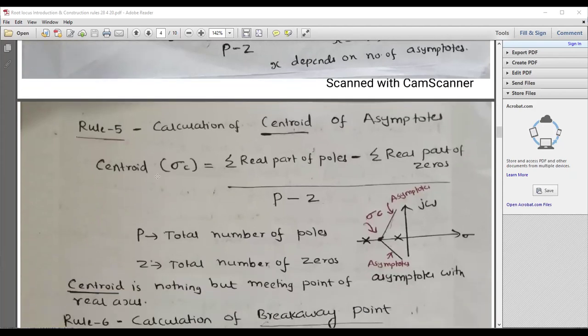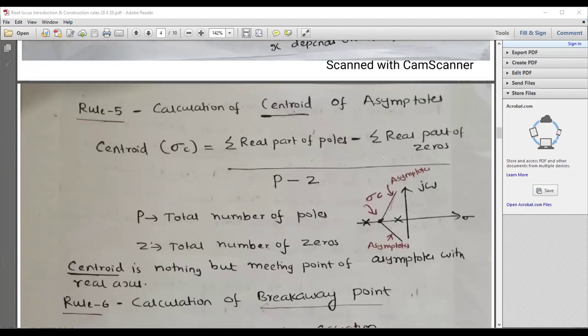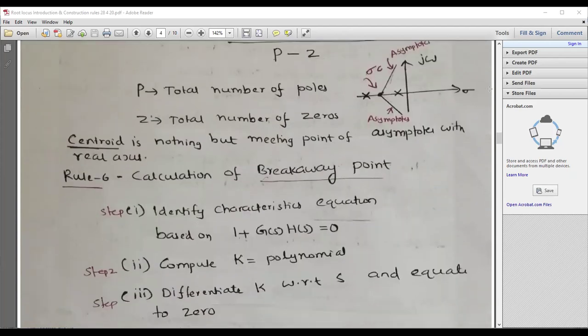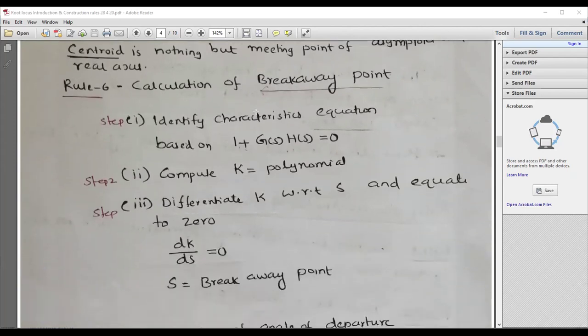Calculate the centroid of the asymptotes. The centroid is given by the summation of real parts of the poles minus the summation of real parts of the zeros, divided by p minus z. The centroid is the meeting point of the asymptotes, so I have marked the centroid as well. Then the calculation of the breakaway point. How to calculate the breakaway point? First, use the equation 1 plus g of s h of s equals 0. Then do the differentiation of k with respect to s, dk by ds, and equate it to 0.